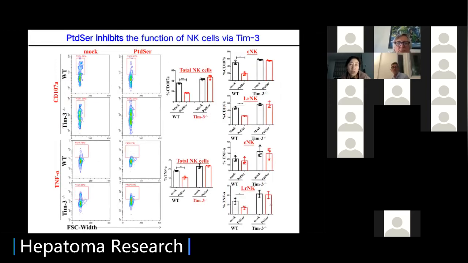And then we treated our NK cells with PS, both from the wild-type mouse and the TIM3 knockout mouse. You can see very clearly that in the wild-type mouse, PS can suppress the NK cell function, but without TIM3, this function disappears. That means PS inhibits the function of the NK cells by binding with TIM3.